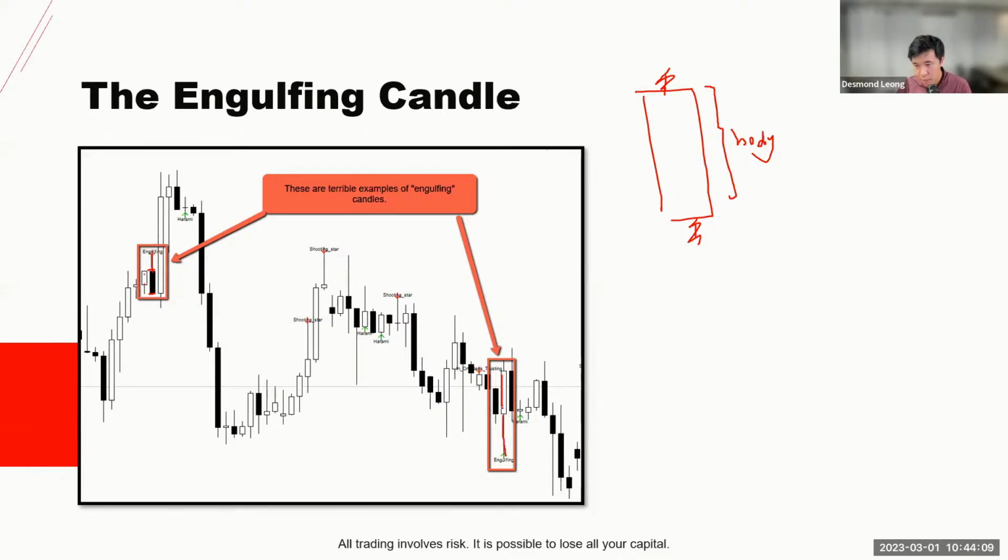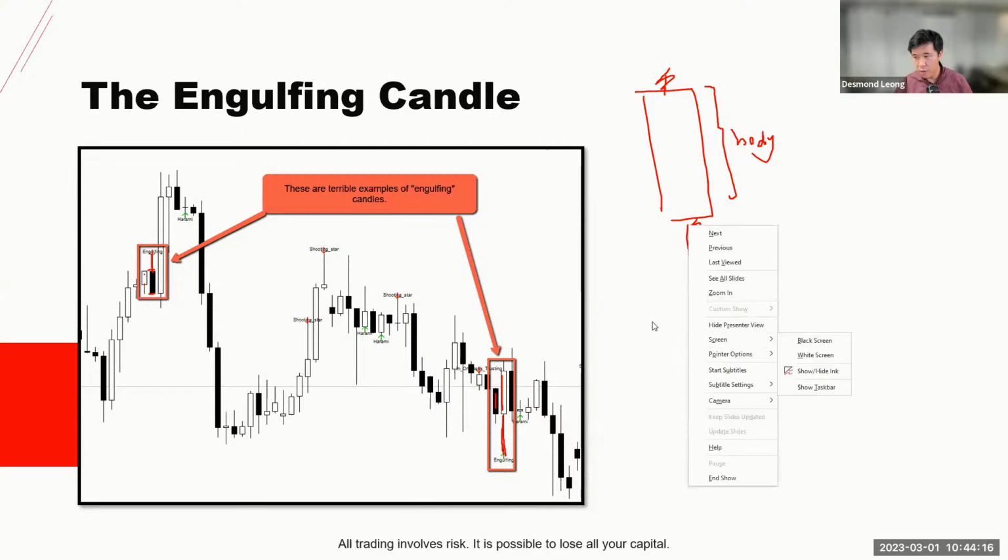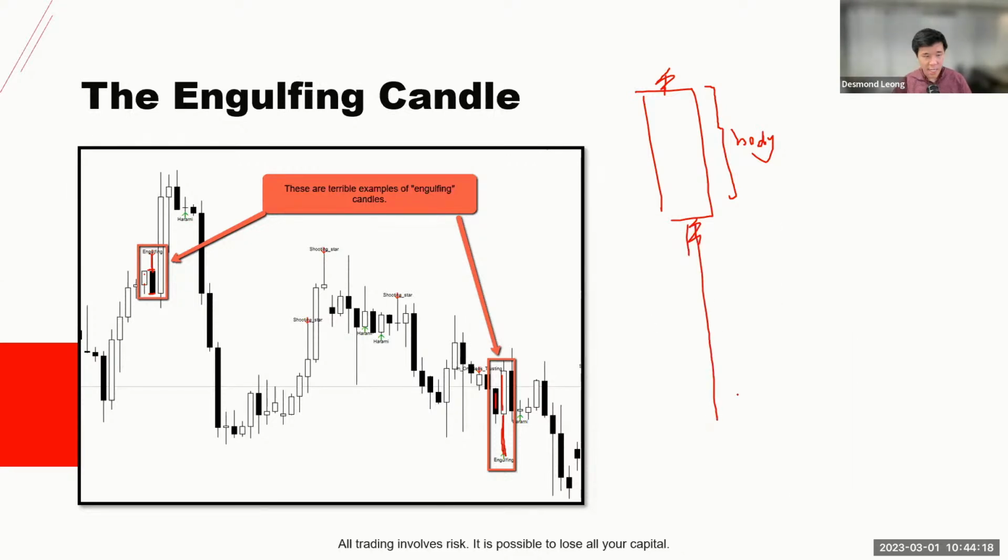So even though the body was bigger than the previous body, because of the very long wick over here, it makes it a wick engulfing. It's not even an engulfing candle. Although from a technical perspective, yes, the body of this candle is bigger than this body over here, so the technical definition is correct, but the effectiveness is not there, right? So this is a danger. This is why it's important for you guys to know how candlestick patterns look like.